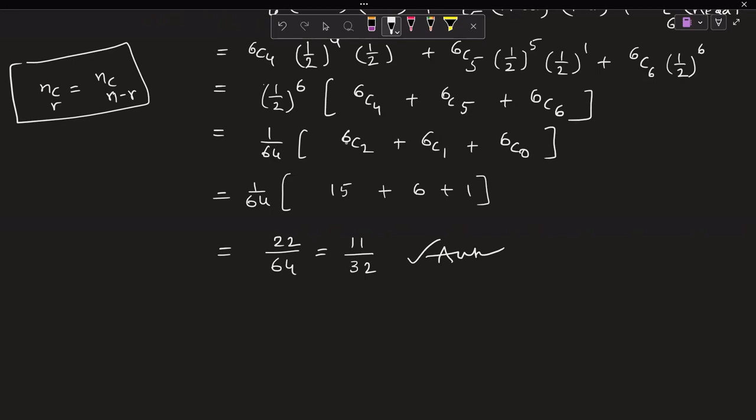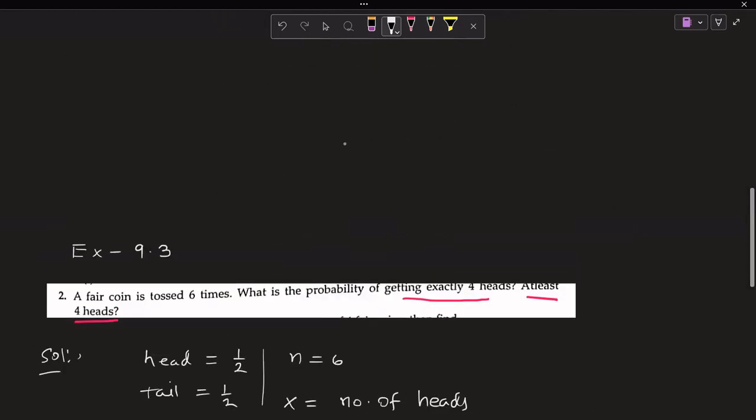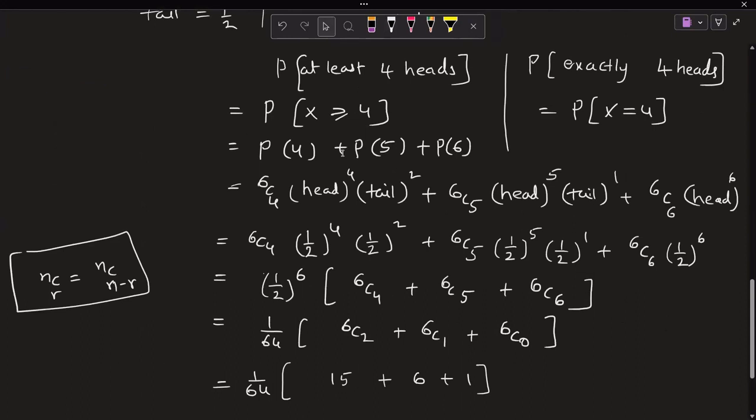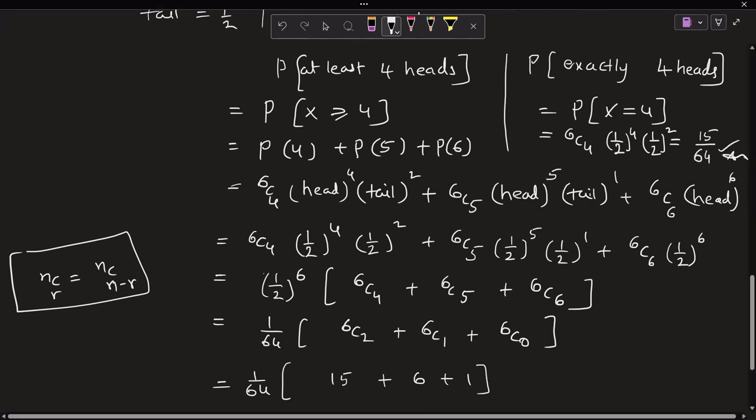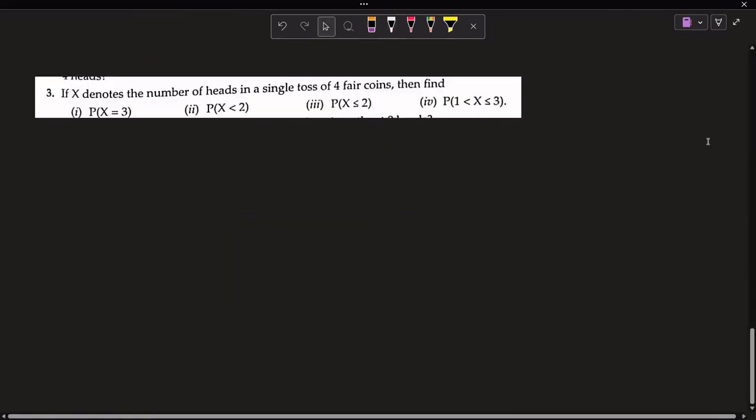Actually, we have one more question: exactly getting 4 heads. For exactly 4 heads, what is the choice? 6C4 into 1 by 2 power 4 into 1 by 2 power 2. 6C4 is 15, so 15 out of 64. This is the answer for exactly 4 heads. Okay, let's solve one more question.